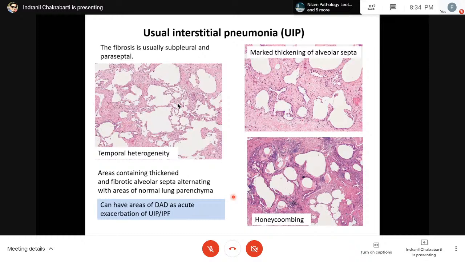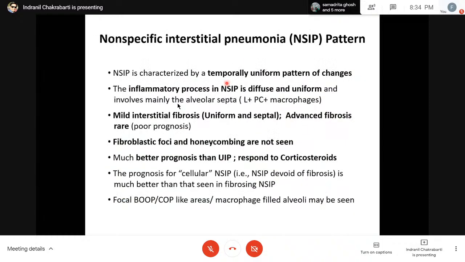Now, in cases of idiopathic pulmonary fibrosis, which is a type of UIP without any cause, they can have DAD-like features as acute exacerbations. So this UIP pattern can also be seen in chronic inflammatory conditions. Another condition is non-specific interstitial pneumonia, NSIP. The NSIP pattern and UIP pattern should be differentiated. How?